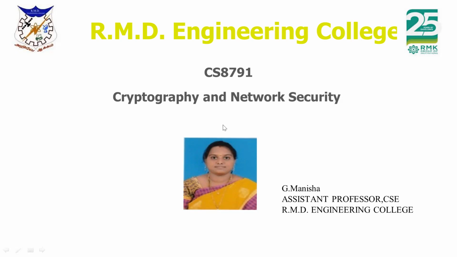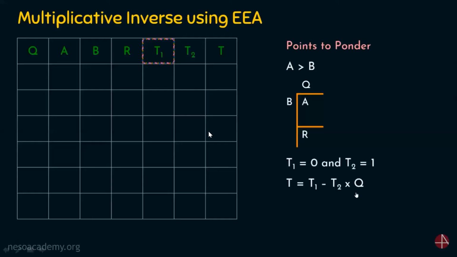Engineering College. Now I'm going to take the next topic, the extended Euclid algorithm, that is the multiplicative inverse. So what is the condition for using this multiplicative inverse? The point is A should be greater than B. A should be the dividend and B should be the divisor, and first you have to assume T1 equal to 0, T2 equal to 1, T equal to T1 minus T2 into Q. So you will have A, B, the quotient and remainder, T1 and T2, and the next T.